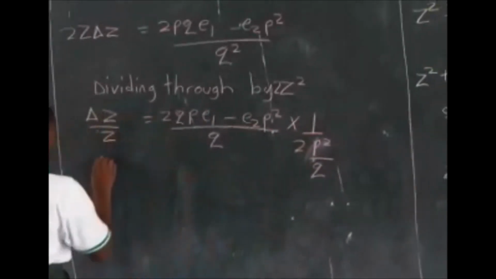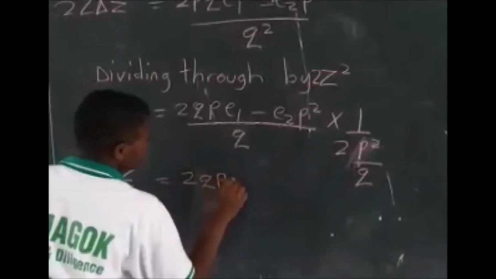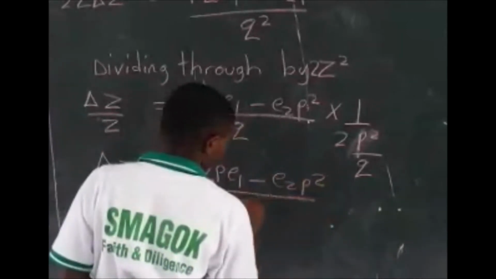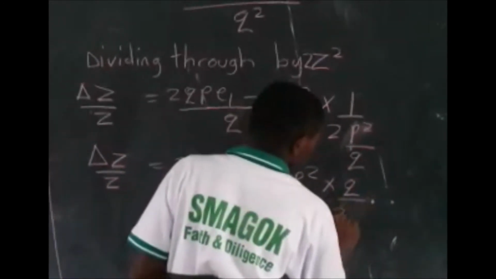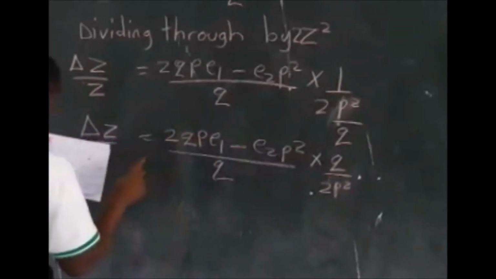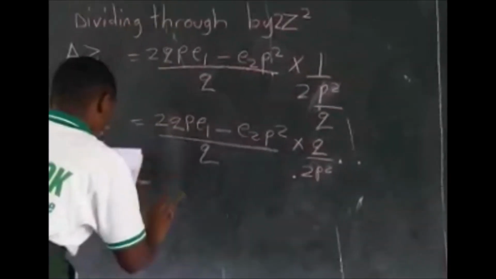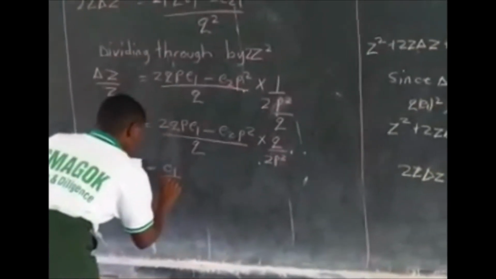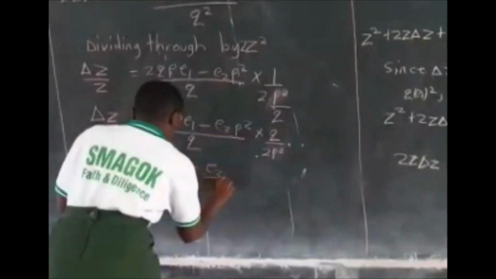On rearranging this, we shall get our delta Z out of Z as 2QPE1 minus E2 P squared out of Q times Q out of 2 P squared. Now, when you simplify this, we shall obtain our delta Z out of Z as E1 out of P minus E2 out of 2Q.